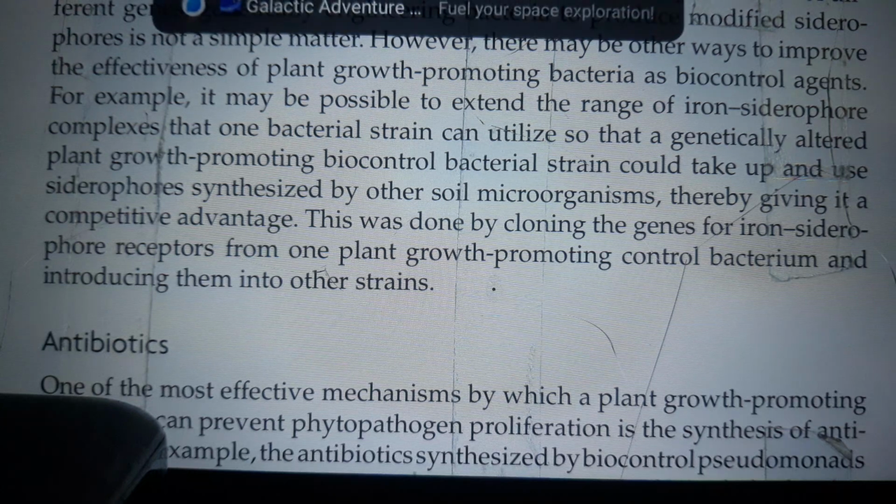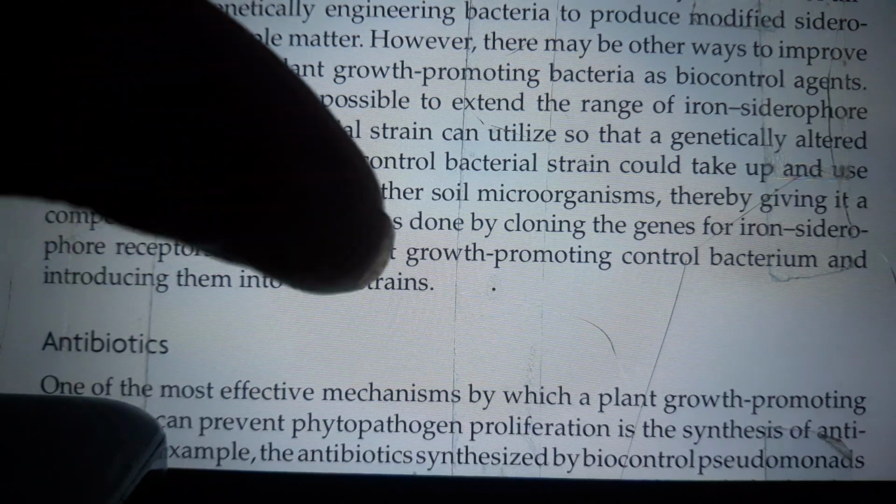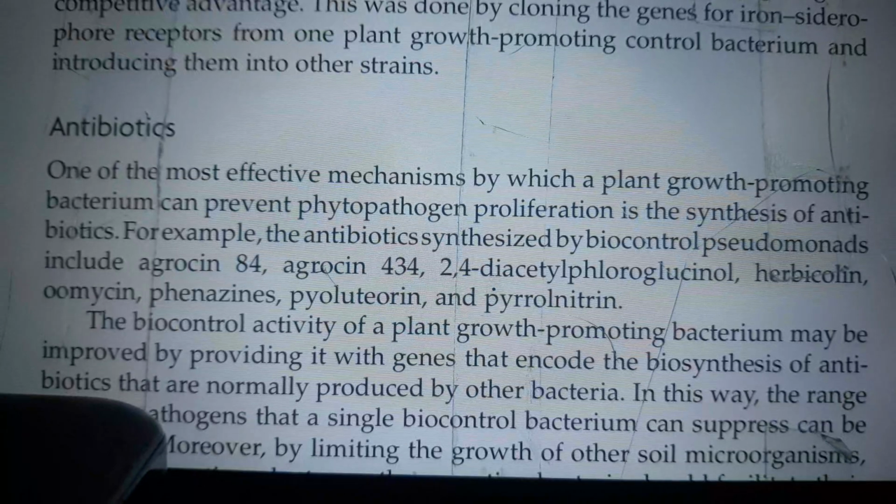For example, it may be possible to extend the range of iron siderophore complexes that one bacterial strain can utilize, so that a genetically altered plant growth-promoting biocontrol bacterial strain could take up and use siderophores synthesized by other soil microorganisms, thereby giving it a competitive advantage. This was done by cloning the genes for iron siderophore receptors from one plant growth-promoting biocontrol bacterium and introducing them into other strains.